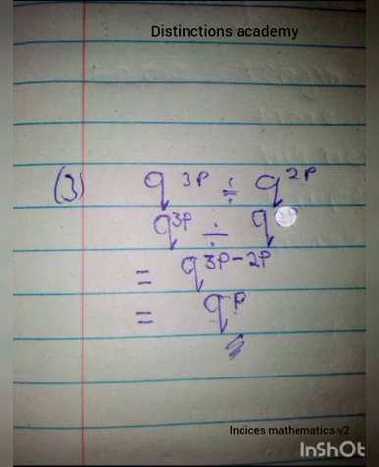is we subtract the powers. So here, what we're going to do is subtract 2p from 3p, and we only use one base since the bases are equal. So when you have equal bases and we are dividing, we only get one of these and then we subtract the powers. So therefore our answer is going to be q, which is one of the bases, to the power 3p minus 2p, which is equal to p.